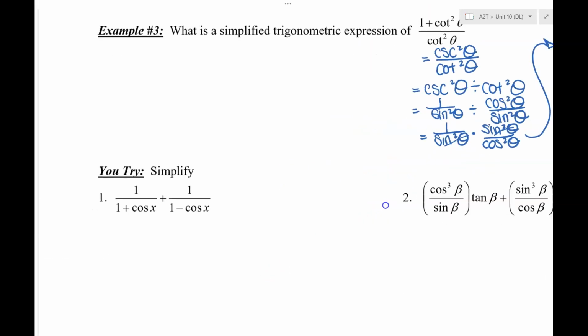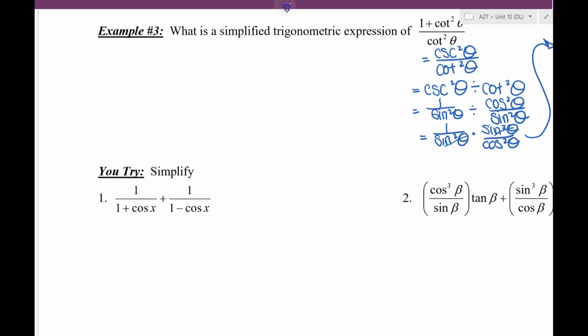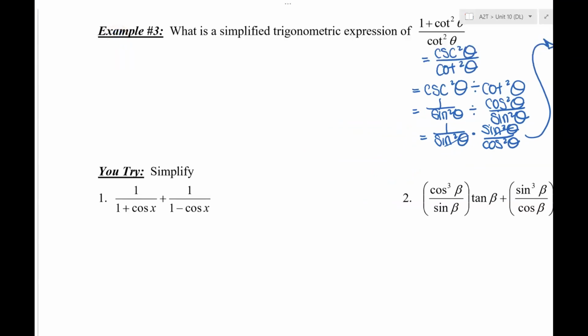All right, I know these say you try. I'm going to do most of them with you because I'm not with you, and I want you guys to get the practice, see the different forms. It says to simplify. If there's an equal sign, then that means you're asked to verify. I know sometimes it can get a little bit tricky with the directions, okay? So please make sure you pay attention to which is which.